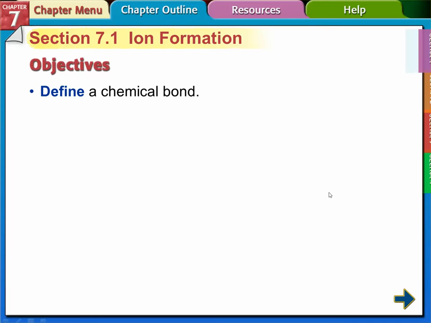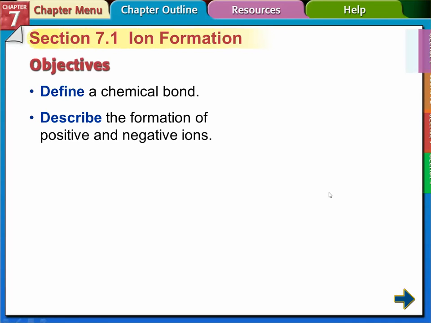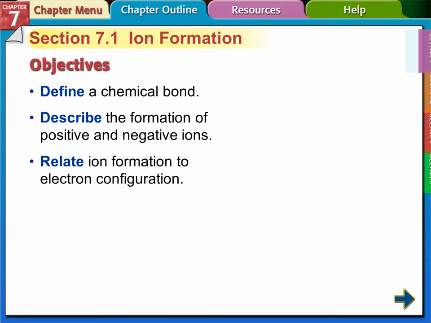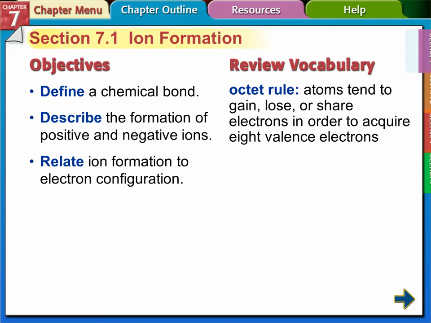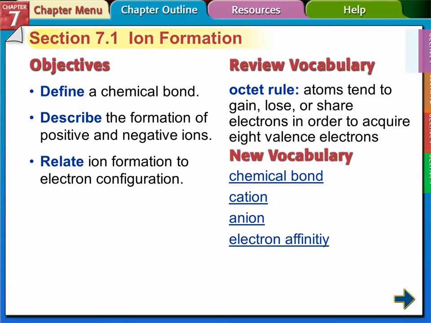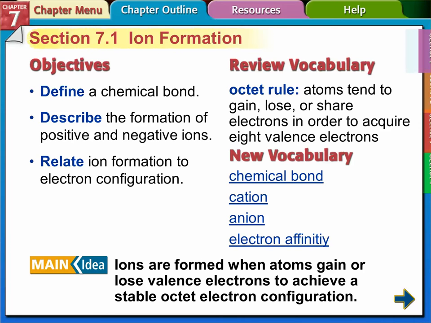Okay, the objectives: we're going to define what a chemical bond is, describe the formation of positive and negative ions, and relate ion formation to electron configuration. Remember what the octet rule is: atoms tend to lose or share electrons in order to get 8 valence electrons. We're going to go over all this vocabulary: a chemical bond, cations, anions, electron affinity. The main idea here is that ions are formed when atoms gain or lose valence electrons to achieve that stable octet. They follow the octet rule for their electron configuration.